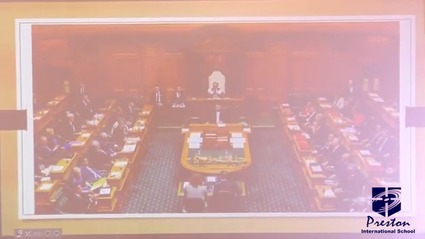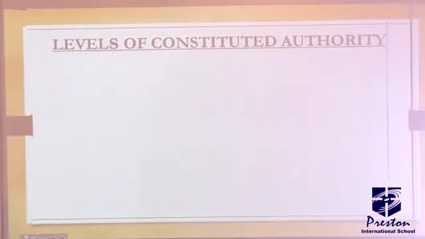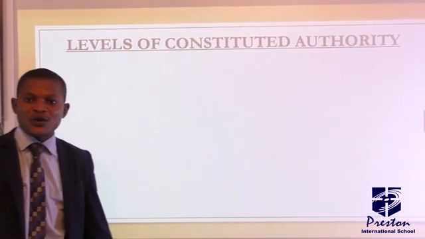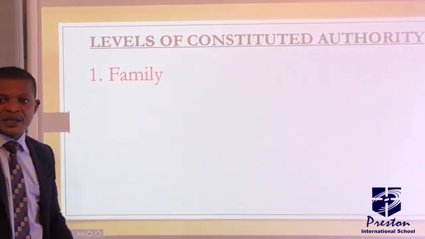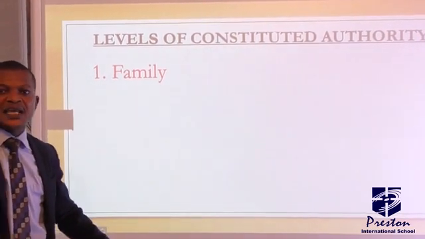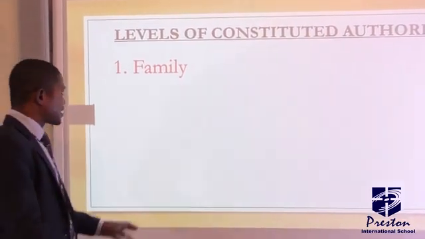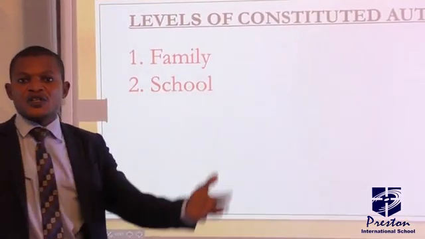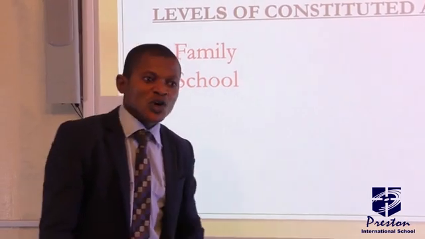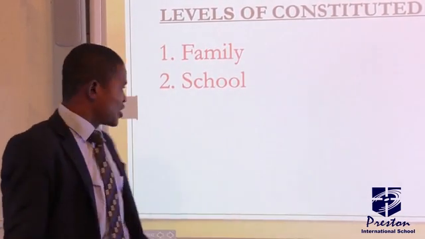Now, let's look at the next objective. We are looking at levels of constituted authority, the levels. We have the first level, the family. Here in the family, we have the father and the mother as the head of that level. They are the constituted authority at that level. Then we look at the school, where you have the head of the school, like the principal. You talk of the headmasters and headmistresses at the school level.